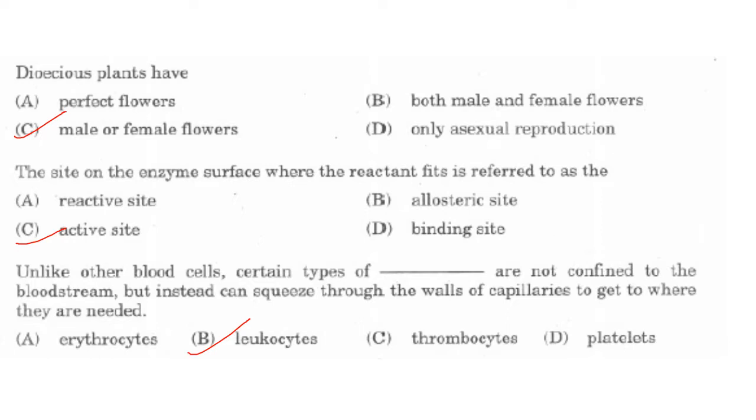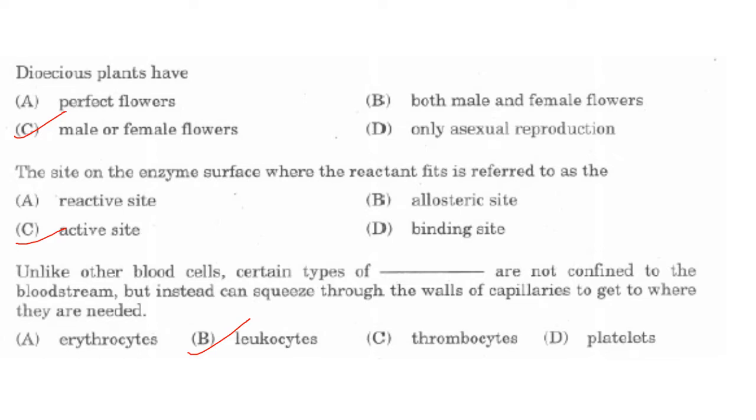Then next one, dioecious plants have... So what is a monoecious plant? A monoecious plant is one that has male and female flowers on the same plant, whereas a dioecious plant has either male or female flowers but not both. So the answer is option C, male or female flowers. The site of the enzyme surface where the reactant fits is referred to as its active site. Answer is option C. What is an allosteric site? An allosteric site is a binding site on the surface of the enzyme other than the active site.